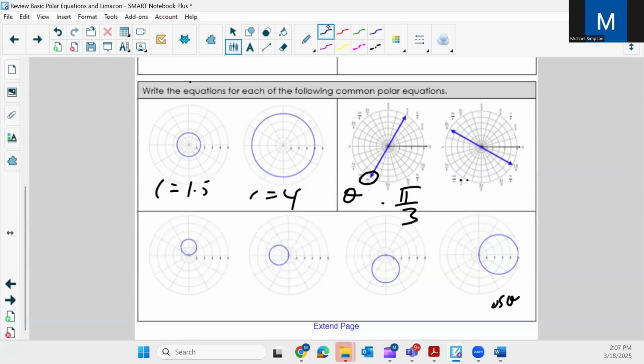If it is vertical, it is sine. So this is R is equal to A sine theta, right? And if it's horizontal, it is R equals A cosine theta, right? Got it. Now remember, the A value is the diameter of the circle, or the distance from the origin. So here, this is the origin, so this is 1, 2. So here my A is 2. Good.